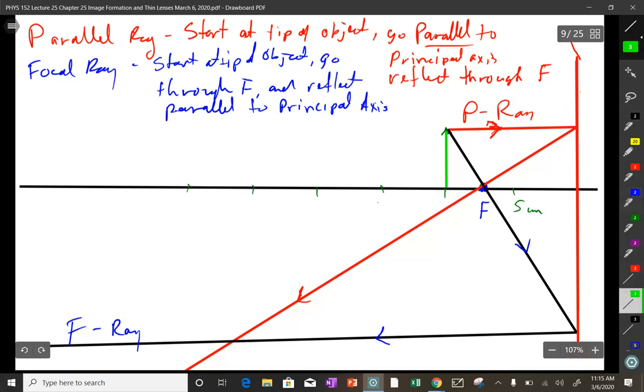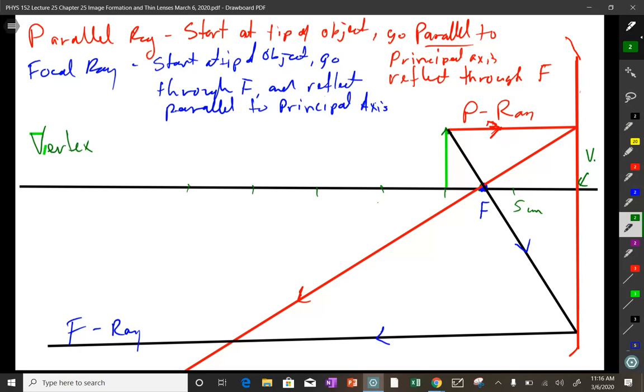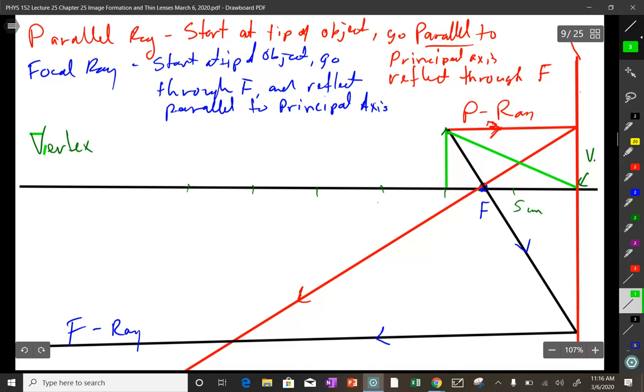I'm going to illustrate here the vertex ray first. Green. Vertex ray. This point right here is called the vertex. The place where the principal axis meets your mirror or lens. The vertex ray goes from the tip of the object to the vertex. And at the vertex, your angle of incidence is this angle right here. So the angle of reflection needs to be the same. So it's going to reflect back to the same position down below. That is, it's symmetric. And so it's going to go like this.